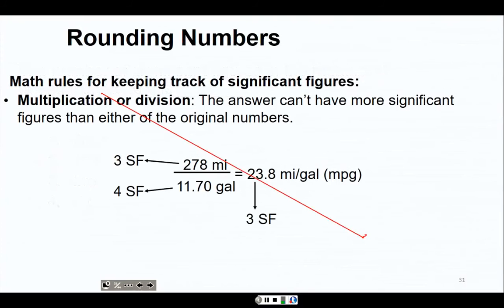Try another. Okay, let's do something with rounding. Whoa, pause this for a minute. Okay, rounding numbers. What do we do when we're doing calculations?